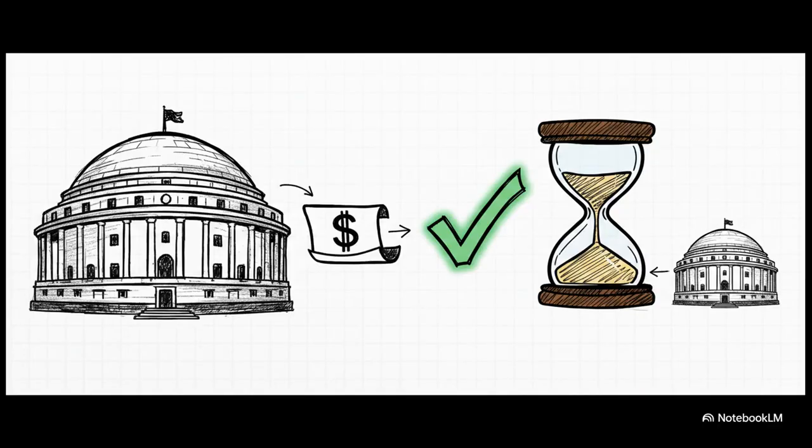Now compare that intense deadlock process to a money bill. With a money bill, the Rajya Sabha has virtually zero veto power. It can only be introduced in the Lok Sabha, and once they pass it, the Rajya Sabha cannot amend it. They can only offer suggestions.